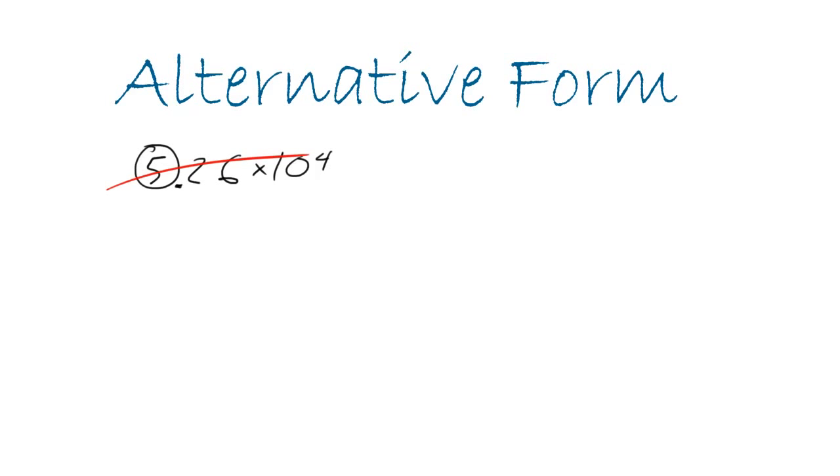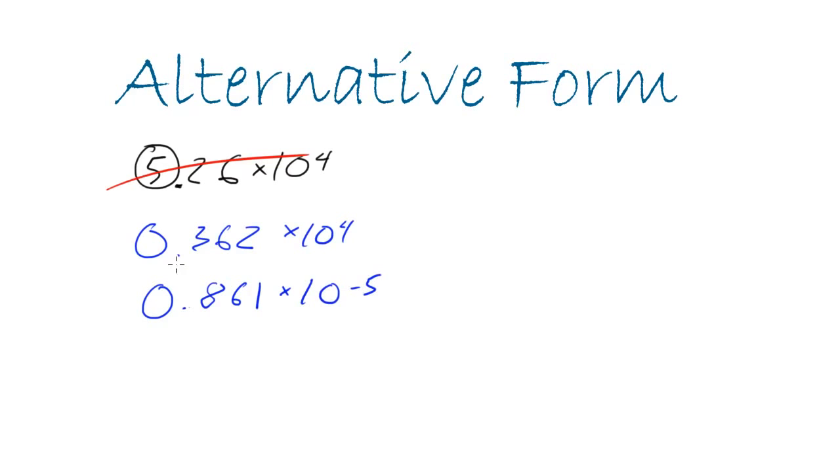So what alternative form is saying is that the number to the left always has to be 0. So you'd have something like 0.362 times 10 to the fourth. That's good. Or 0.861 times 10 to the negative fifth. That's good. So basically all you have to remember, whenever your teacher says, make sure you're writing in alternative form, is to make sure that this number is always 0. And that's it. That's good to go.